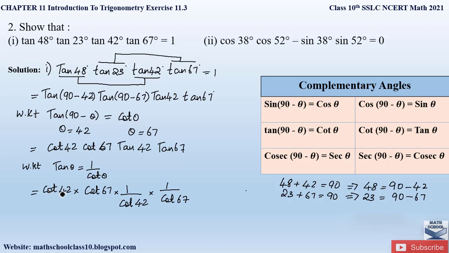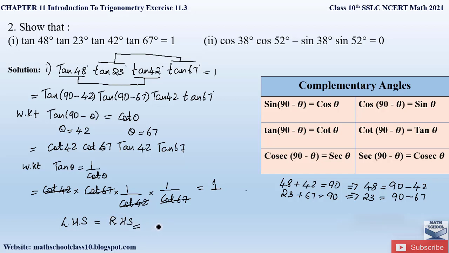Here in the numerator we have cot 42, which can be cancelled with the denominator cot 42. Again, numerator cot 67 can be cancelled with the denominator cot 67, and therefore the result will be equal to 1. So we have shown that tan 48 degree, tan 23 degree into tan 42 into tan 67 is equal to 1. Here left hand side is equal to right hand side, which we have shown.